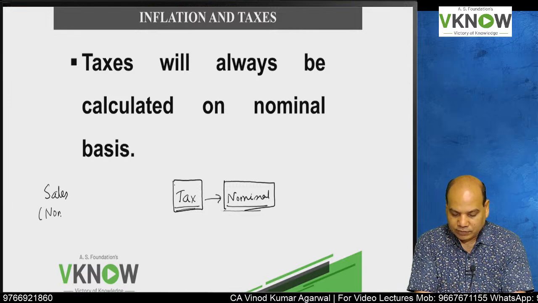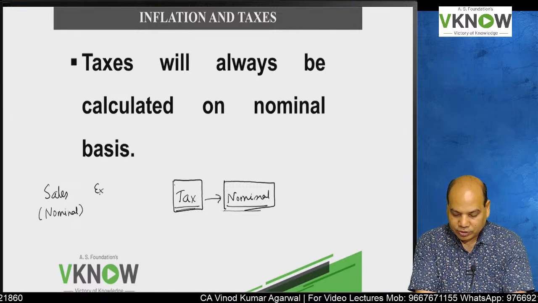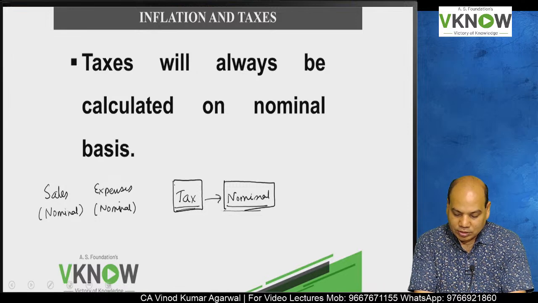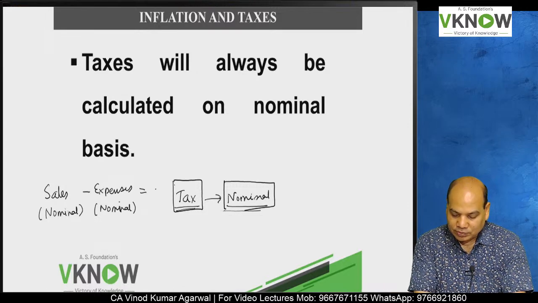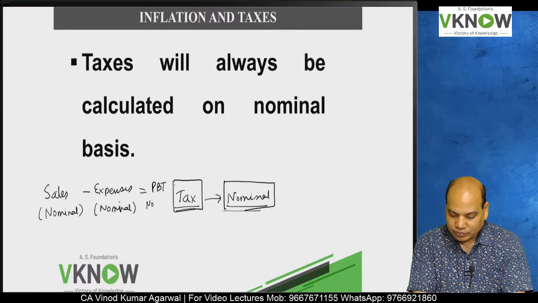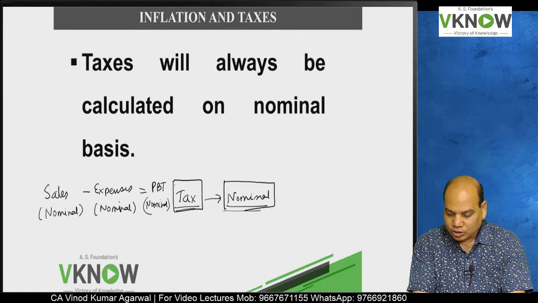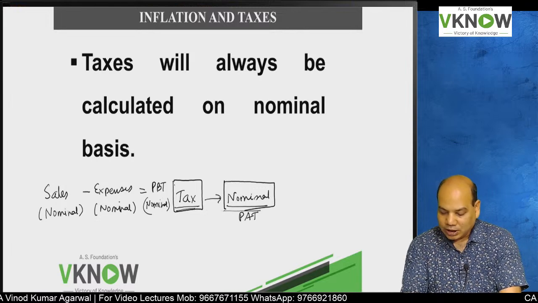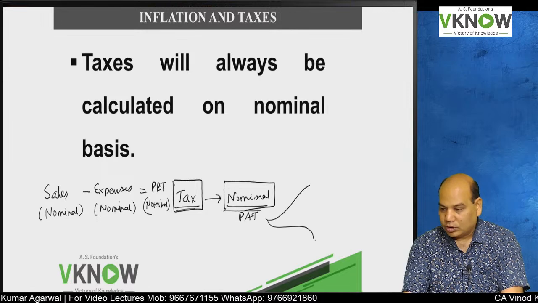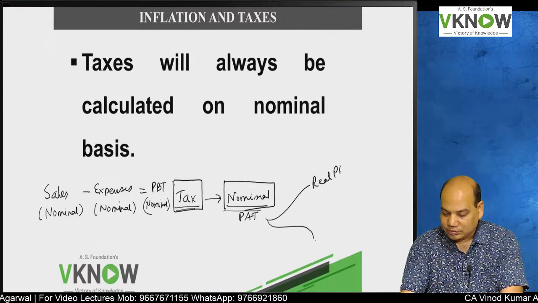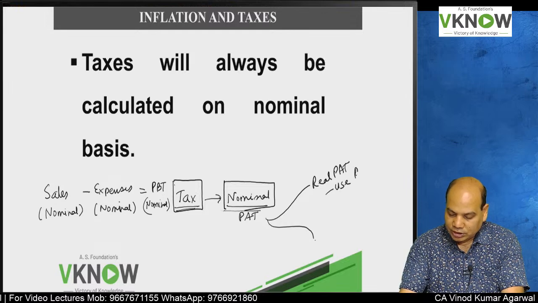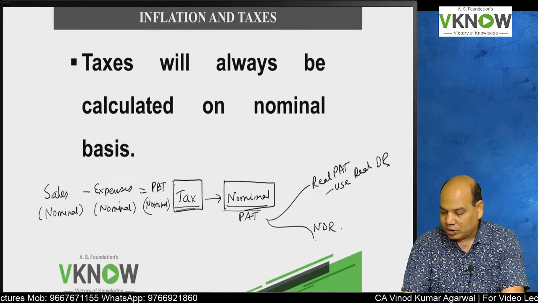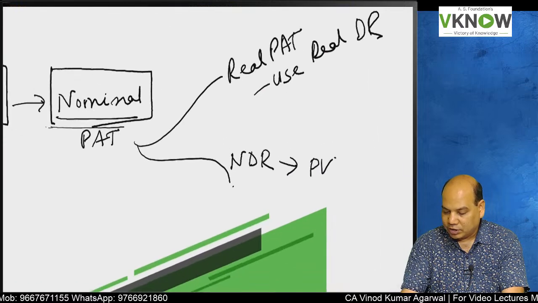sales will be first taken as nominal, expenses will have to be taken as nominal, you have no choice. Sales nominal minus expense nominal will give you PBT nominal, and then you can take tax on PBT, you will get nominal PAT. After that, you have two choices. You can convert into real PAT and use real discount rate, or nominal PAT, you can directly use nominal discount rate to arrive at present value.